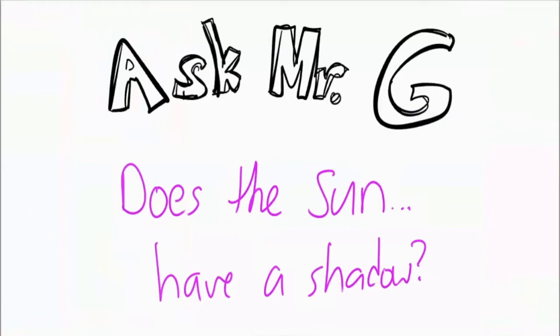And a bunch of people in chat were like, the sun doesn't have a shadow. The sun radiates light in all directions. How can it cast a shadow if it of itself gives off light? Well, I thought about it again.